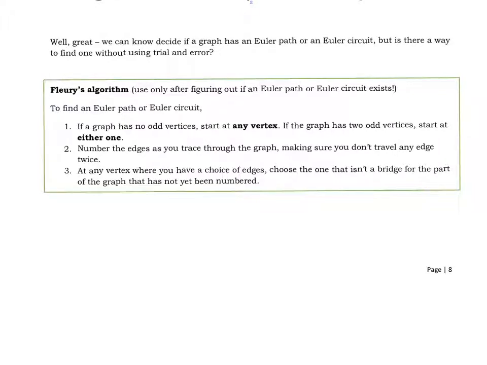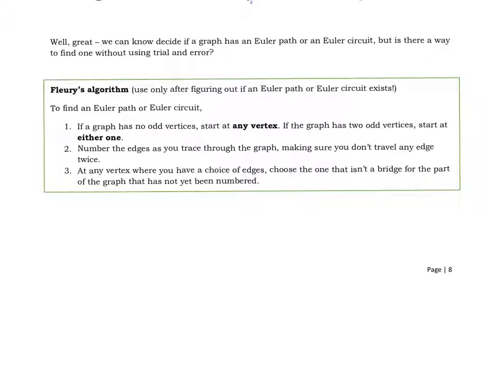Graph Theory, Fleury's algorithm, and page 9. So we know how to decide if we have an Euler path or Euler circuit, but is there a way to find one without using trial and error?